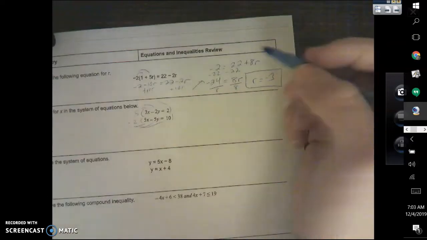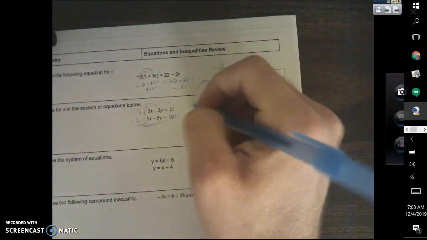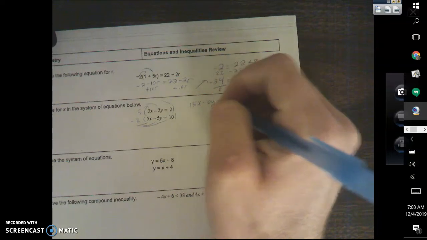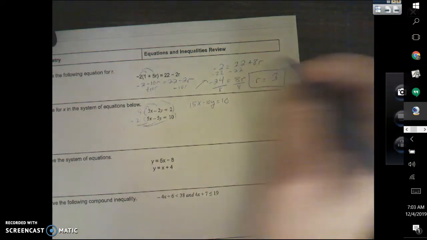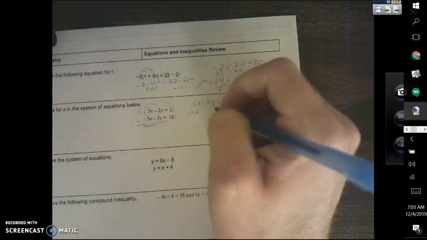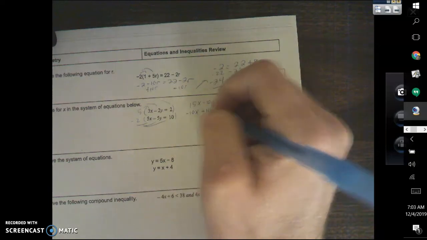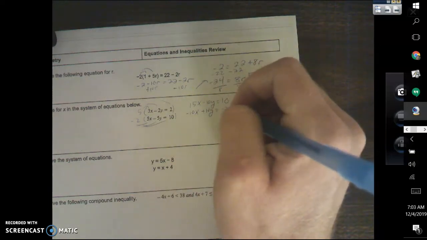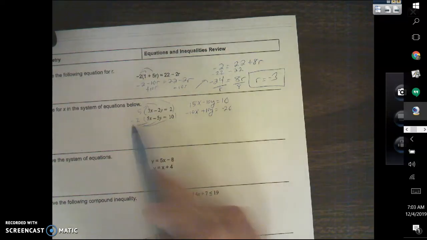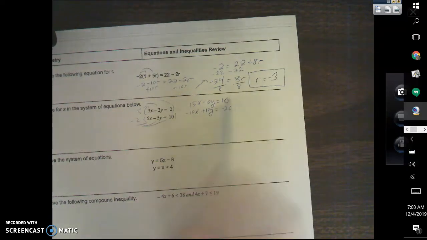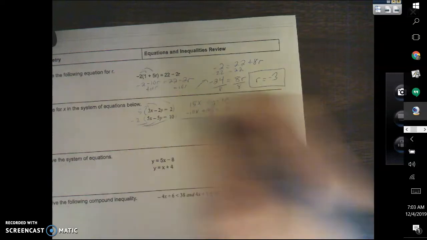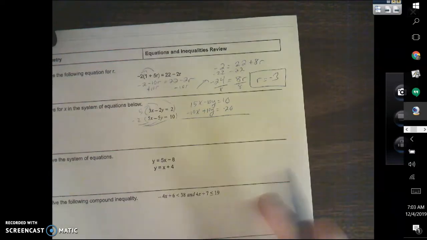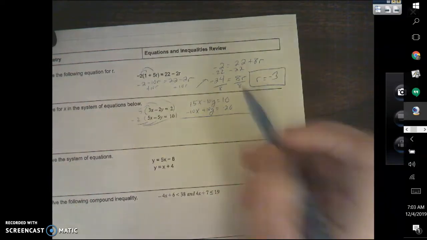Check out what happens. Now when I do this, up top I'm going to get 15x minus 10y equals 10. And down low I'm going to get -10x plus 10y equals -20. Notice how on the bottom I made it -2. That way I can get a positive y and a negative y. Now when I add these, they cancel out. This is the elimination method, which is, I think, the best.